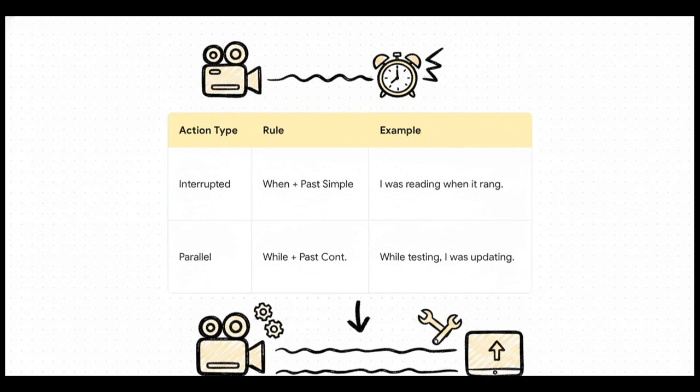We rarely use this tense totally alone, we usually mix it with other actions. First up, the interrupted action. This is a long action cut off by a sudden, shorter event. I was reading, that's our long video recording, when the alarm rang, and that's our sudden photograph. Make sense? Second, we have parallel actions. This is when two long events happen simultaneously, right side by side without interfering with each other at all. While the team was testing, the designer was updating. Literally just two video cameras rolling at the exact same time.